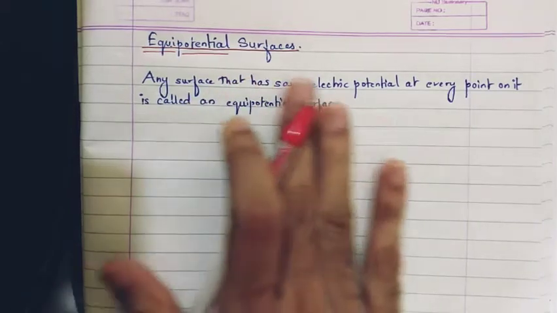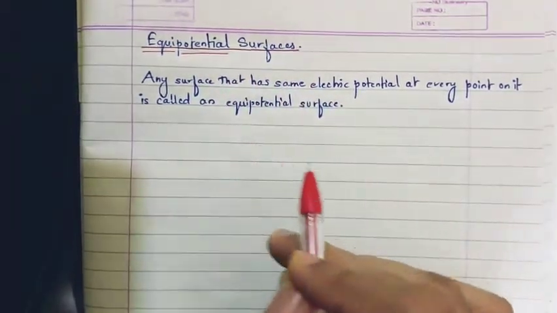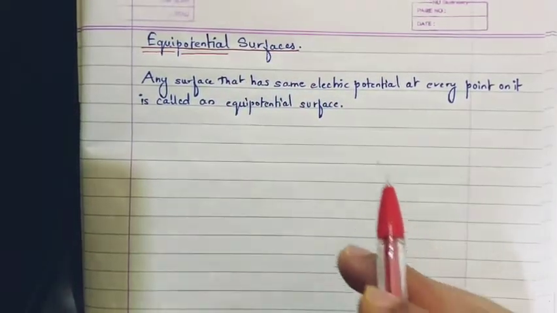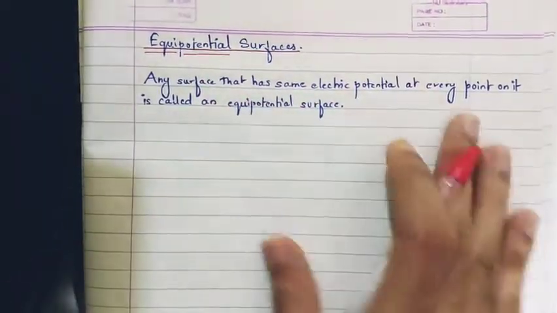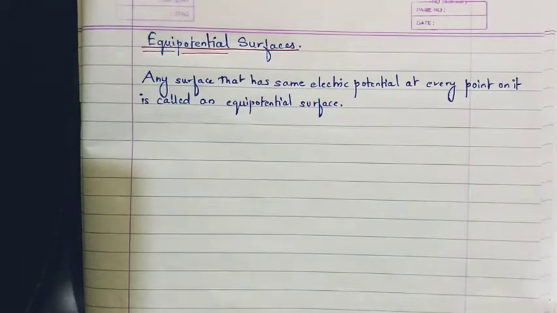For example, this is a sheet of paper. At every point on this sheet of paper, the potential, let's say, is 5 volt. Then this surface or this sheet will be called an equipotential surface. So let us look at this practically.